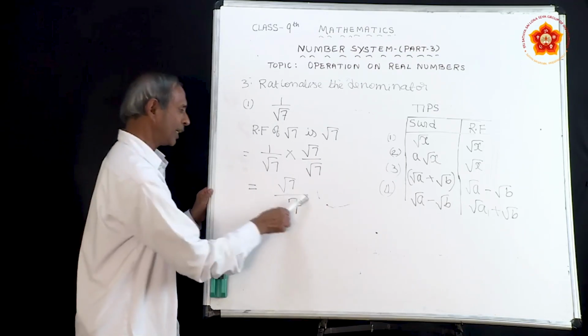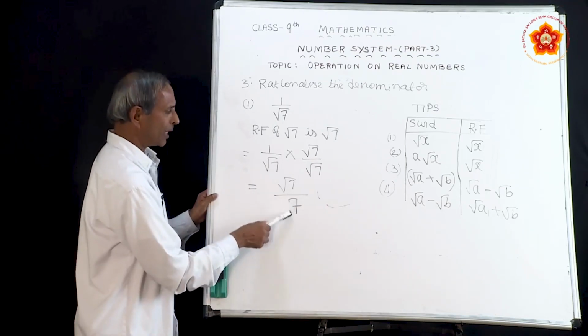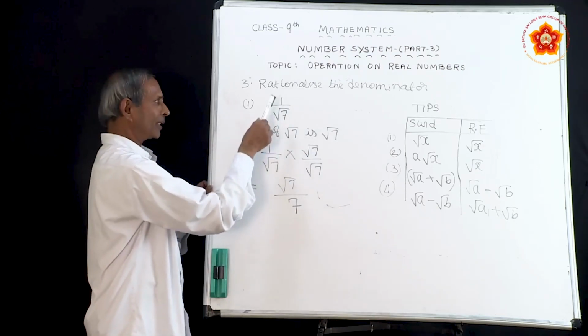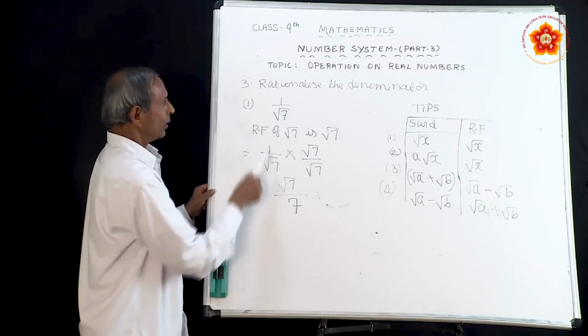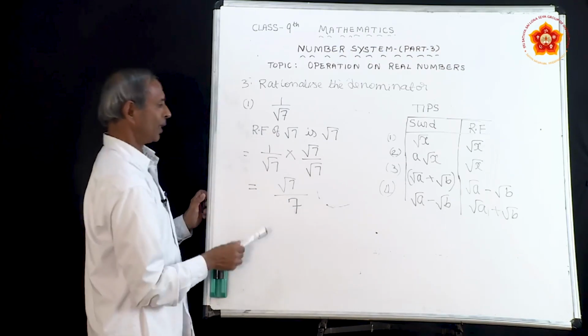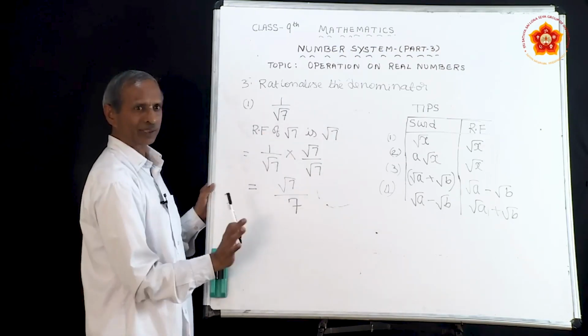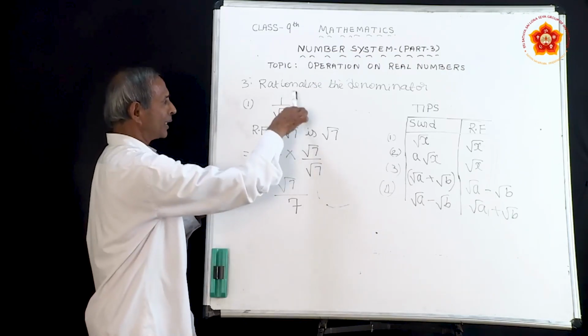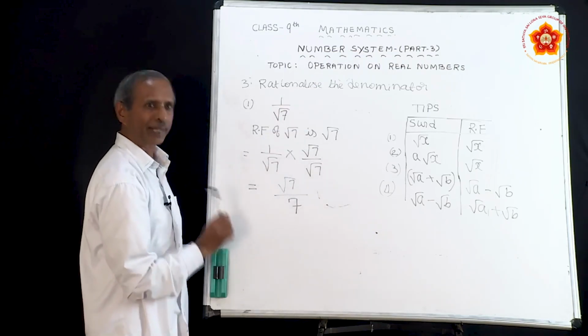Now if you see the denominator, it is a rational number. In the given problem, the denominator was an irrational number, but you have got a rational number. Therefore this process is known as rationalization, that's all. Whenever you want to rationalize, you have to multiply the numerator and denominator by a suitable number. That is the trick, that's all.